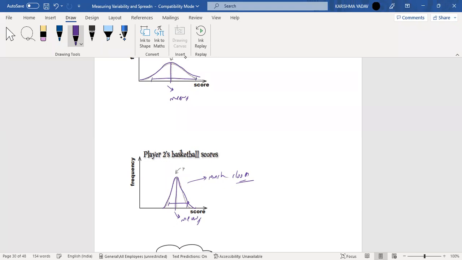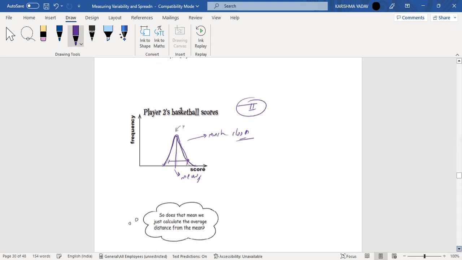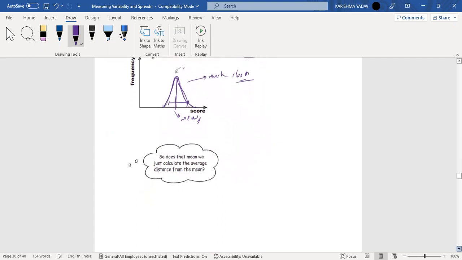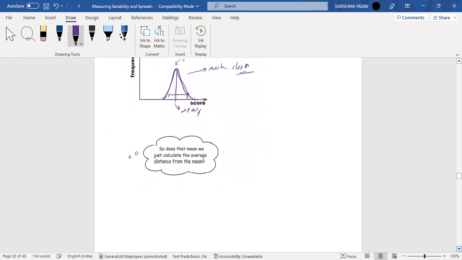Now if the coach picks this second player, then he'll have a good idea of how well the player is likely to perform in each game, as the scores are nearer to the mean, whereas here the scores are quite variable. Some are nearer to the mean and some are very far from the mean. So the question arises: does that mean we just calculate the average distance from the mean?